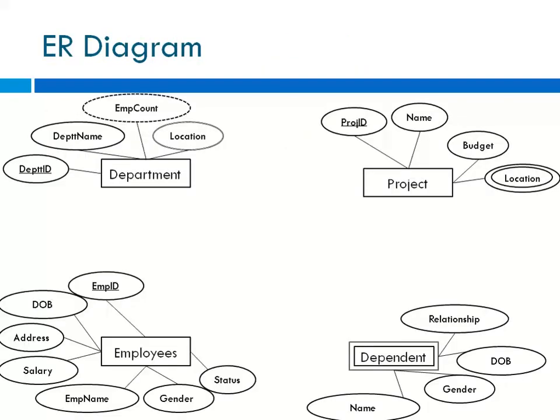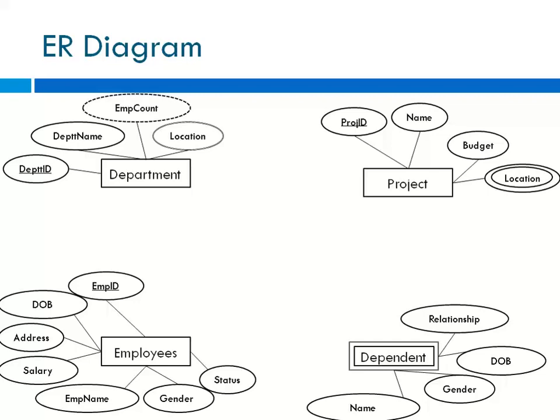So this is the set of entities that create the ER diagram in this example. The first entity is department with department ID, department name, employee count as derived attribute, and location. Then project, project ID, project name, budget, location. Location is multi-valued attribute. Then dependent, dependent is a weak entity. It is shown in a double rectangle and it has attributes relationship, date of birth, gender and name.